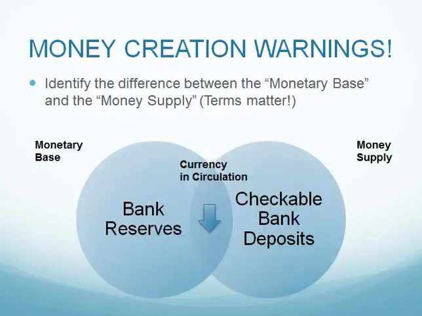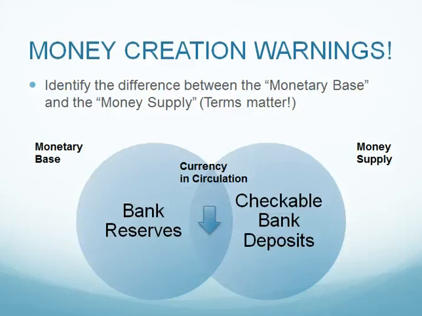And you have to identify the difference between the monetary base and the money supply, because these terms matter. The monetary base is the money that's in circulation plus bank reserves. This is controlled by the Federal Reserve and is smaller than the total money supply, because the money supply includes currency in circulation plus checkable funds. So the money supply is much larger than the monetary base.